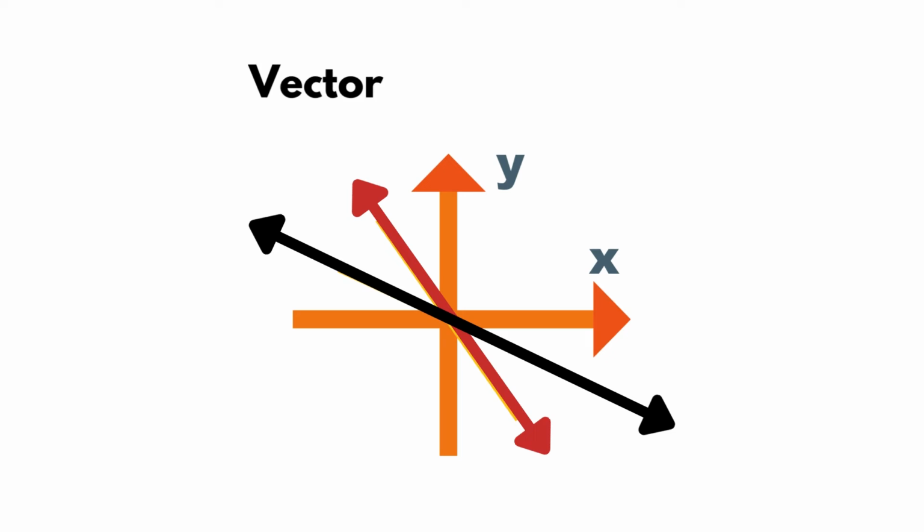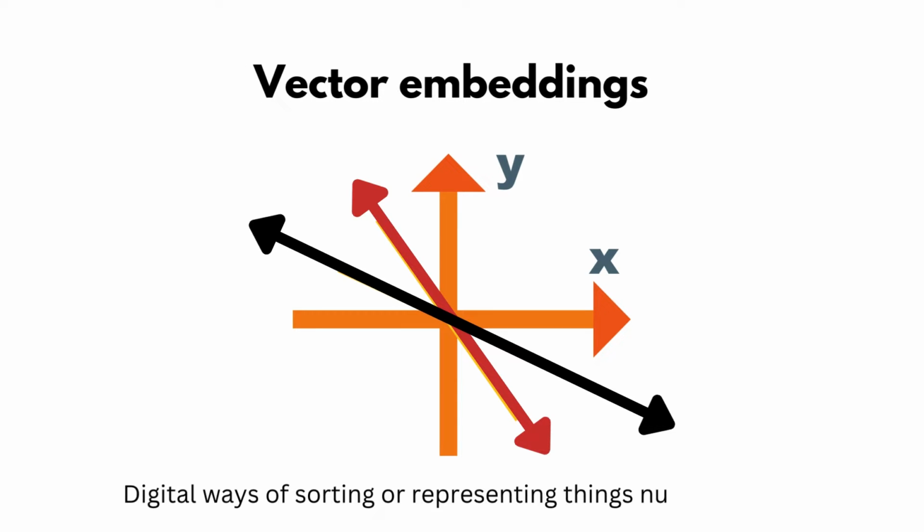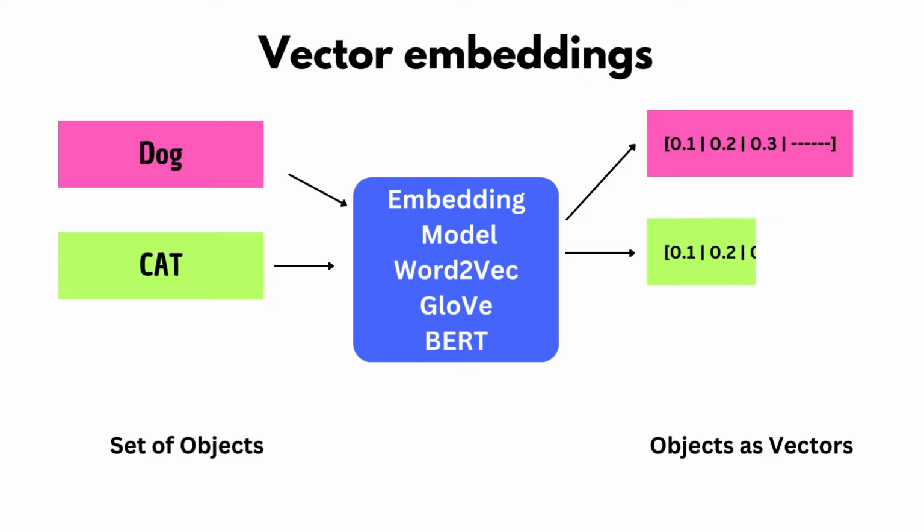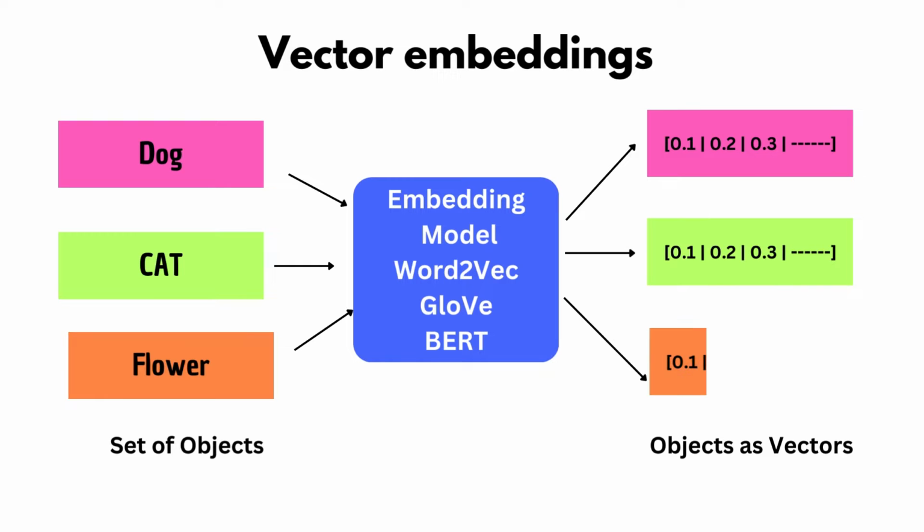We can do the same in the digital world by using vector embedding, which is a digital way of sorting or representing things numerically. Each word is transformed into a multidimensional vector, typically between 200 to 500 dimensions, that encapsulates its context and semantic meaning.